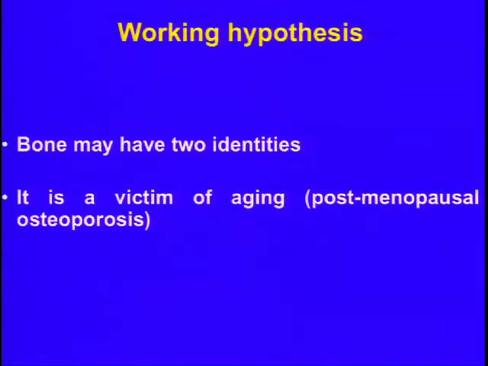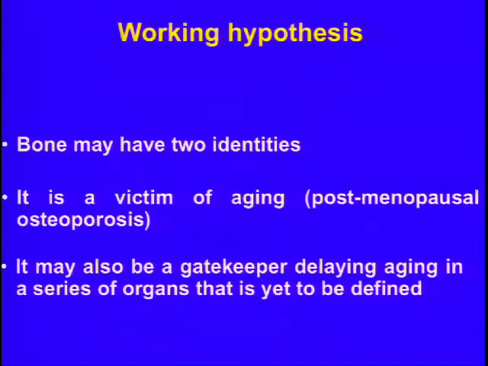But there is another identity of bone that can be defined and now can be tested, and that is that bone is a gatekeeper of youth, or at least delays aging, by acting in a series of organs that have yet to be defined to maintain the physiological functions that these organs fulfill. This is a hypothesis, but it can be tested because we have the loss and gain of function, and also because we now have a receptor whose expression is rather broad.